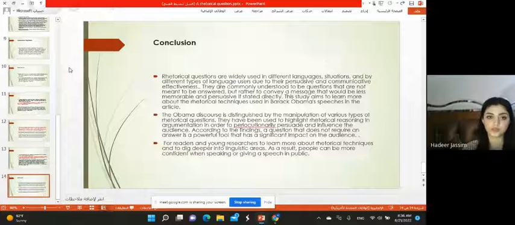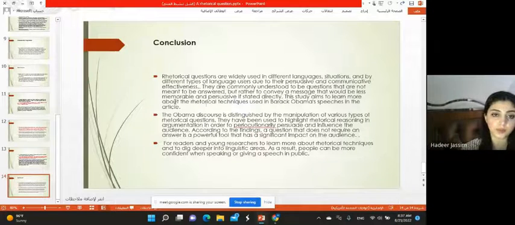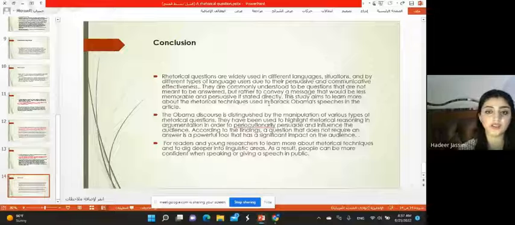So, conclusion. Rhetorical questions are widely used in different languages, situations, and by different types of language users due to their persuasive and communicative effectiveness. They are commonly understood to be questions that are not meant to be answered, but rather to convey a message that would be less memorable and persuasive if stated directly.